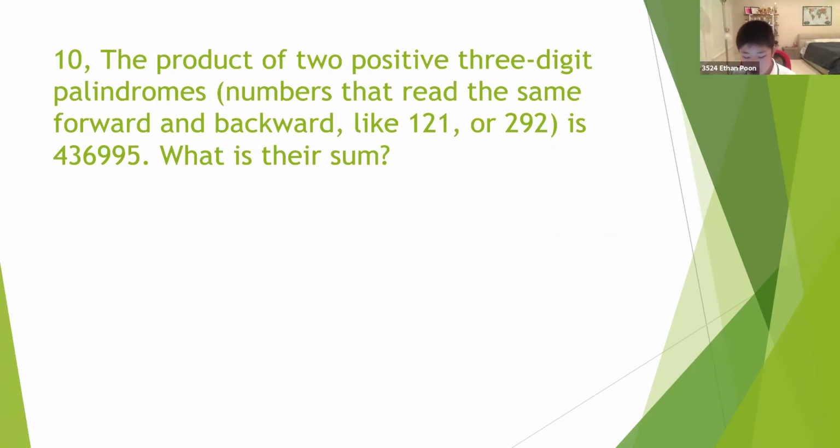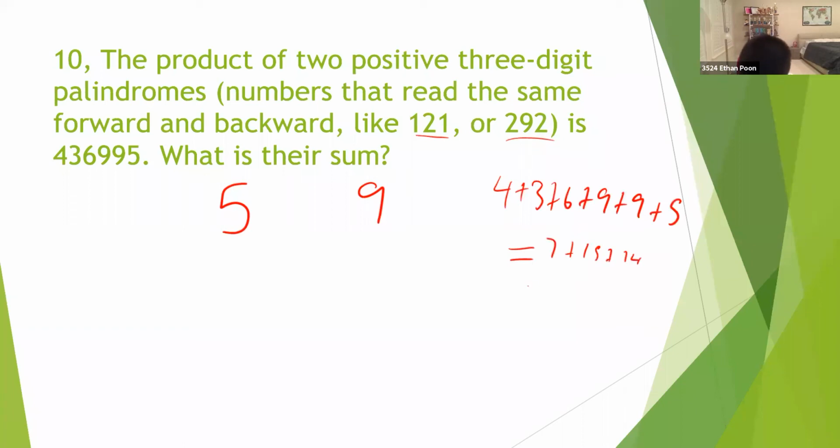The product of two positive three-digit palindromes, which are just numbers that read the same forward and backward, like 121 or 292, is 436995. What is their sum? If we look back to our divisibility rules, we can clearly see that this is divisible by 5 and 9, because 4 plus 3 plus 6 plus 9 plus 9 plus 5 equals 7 plus 15 plus 14 equals 36, which is divisible by 9.